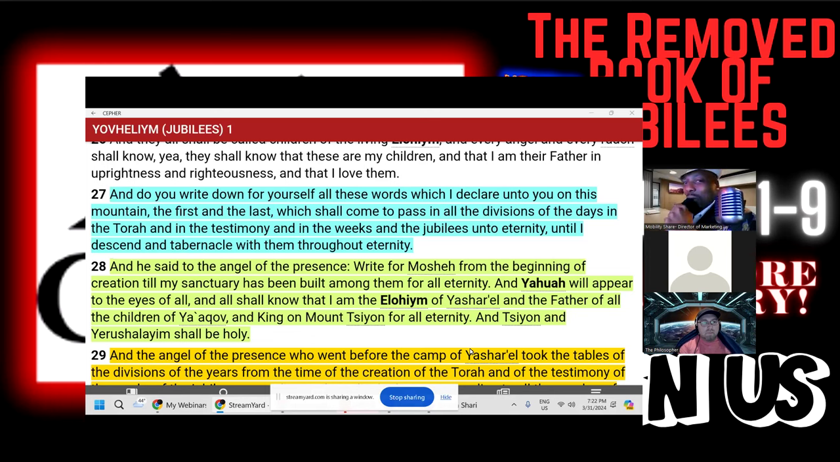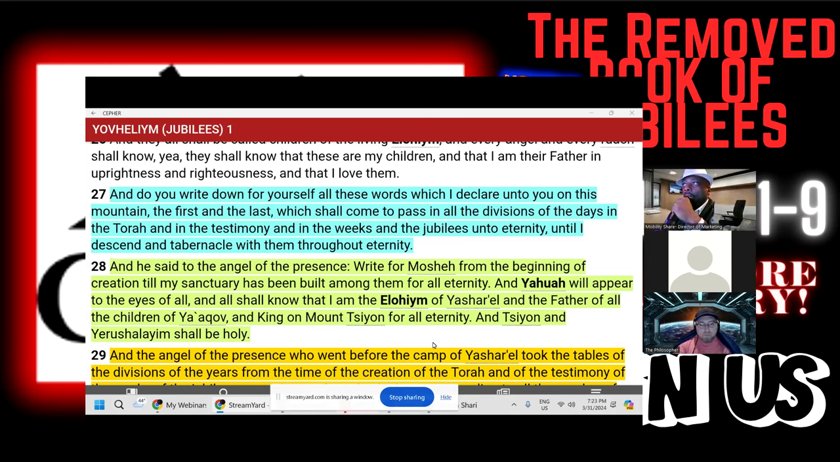Okay, y'all ready? Yes, sir. And he said to the angel of the presence, and we'll have to look at that later because I did some study on the angel of the presence, just so you guys know. But write for Moses from the beginning of the creation till my sanctuary has been built among them for all eternity. And Yahuwah will appear to the eyes of all, and all shall know that I am the Elohim of Israel, the father of all the children of Jacob, and king on Mount Zion for all eternity. And Zion and Jerusalem shall be holy.